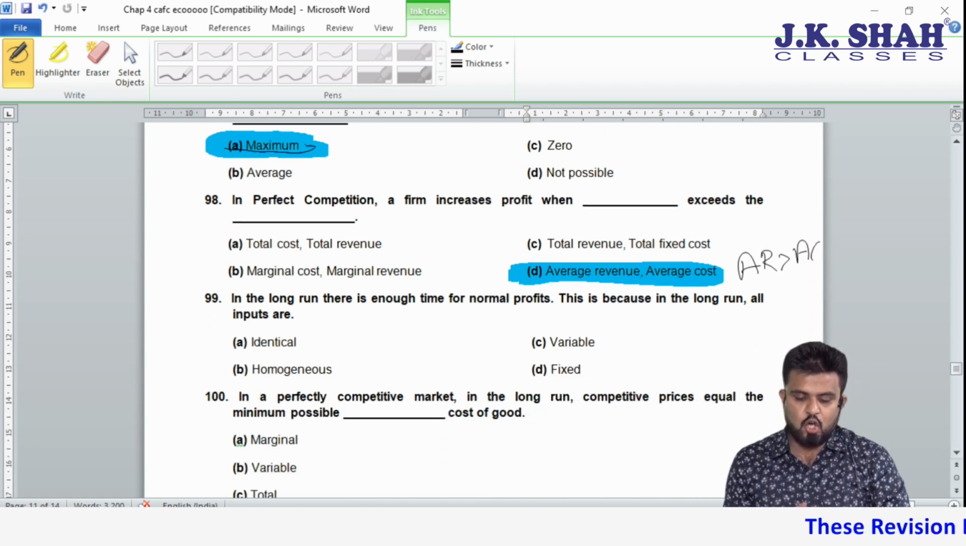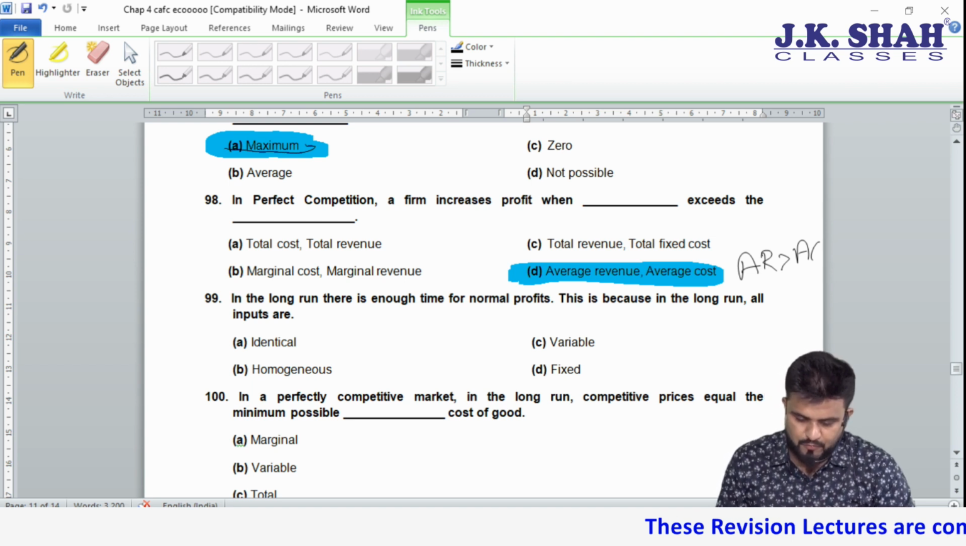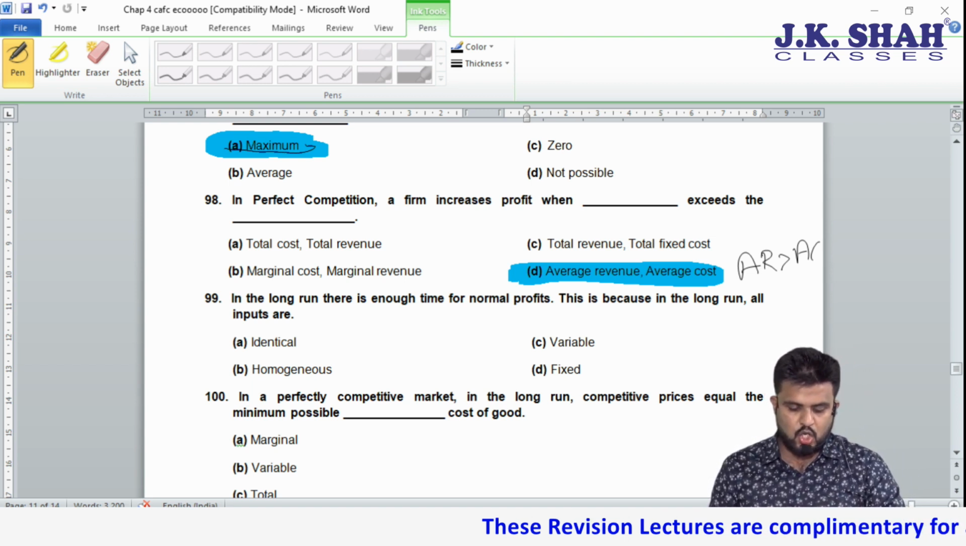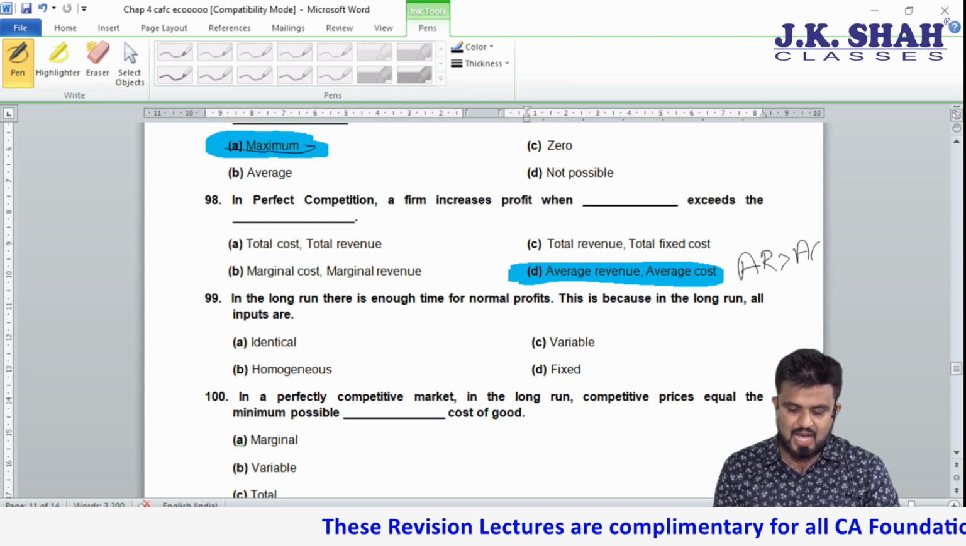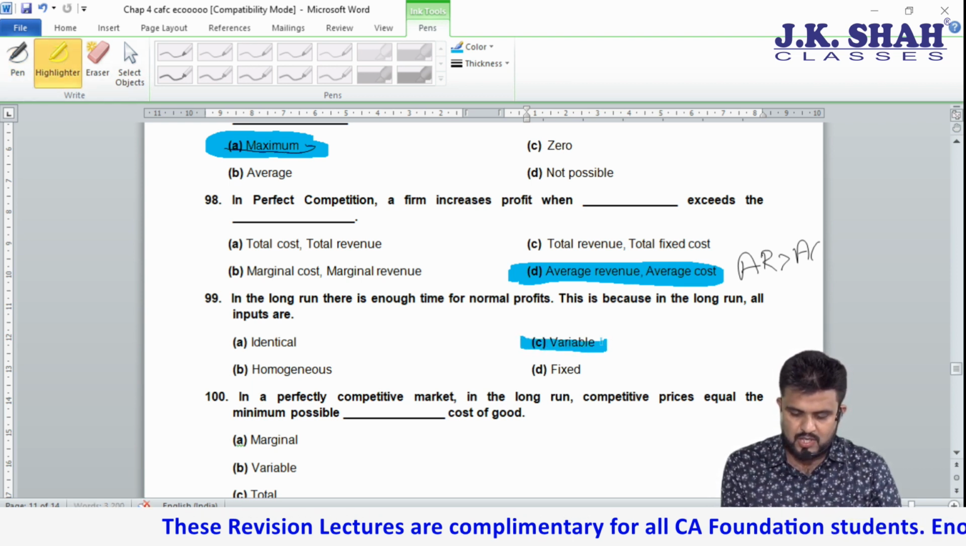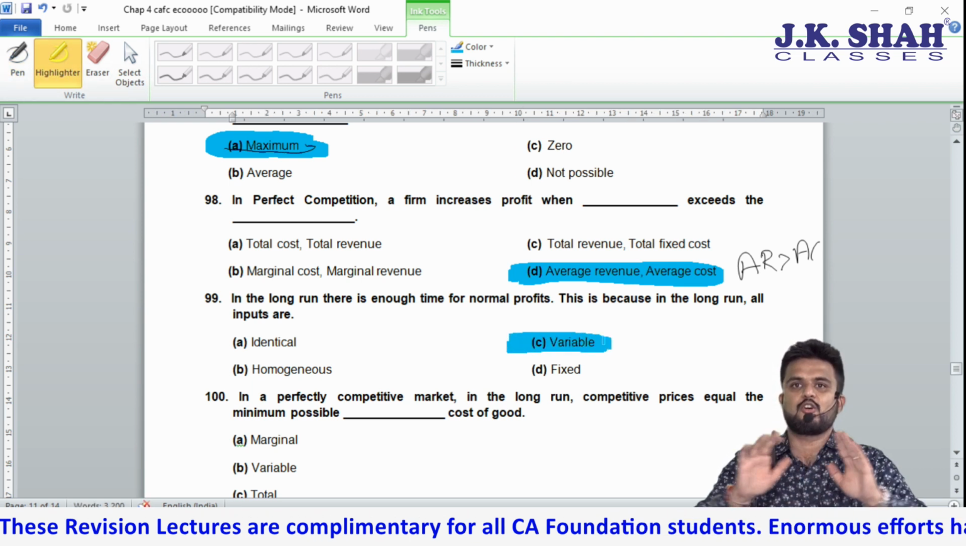99 now. In long run, there is enough time for normal profits. This is because in long run, all inputs are variable. In long run, there is no concept called fixed cost.